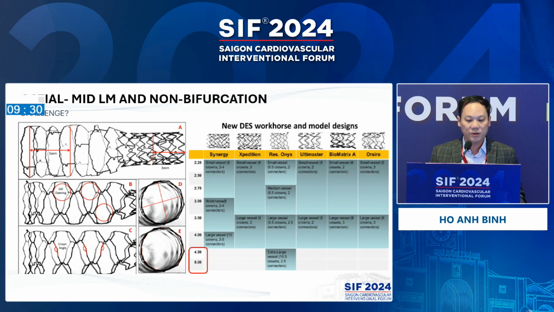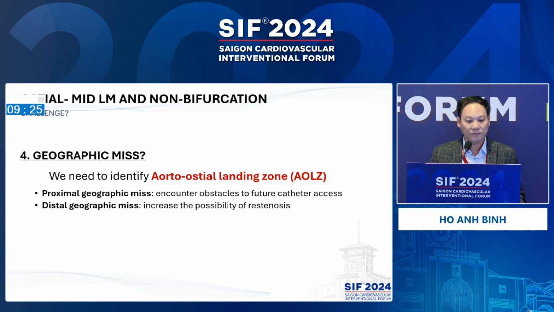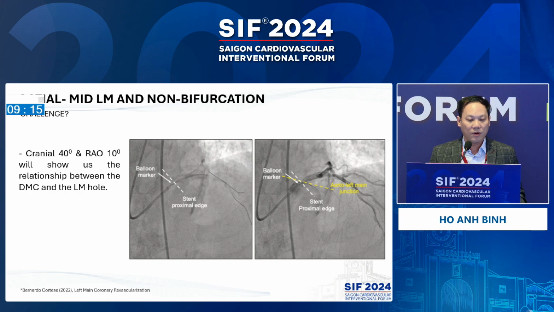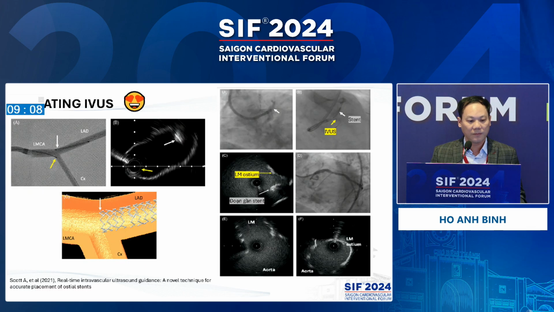Some stents we usually choose during the left main intervention. Another thing we pay attention to is the aorto-ostial landing zone, and we normally choose this view to do the intervention for the ostium left main. Sometimes we can use the floating IVUS to place the stent exactly in the ostium of the LAD.